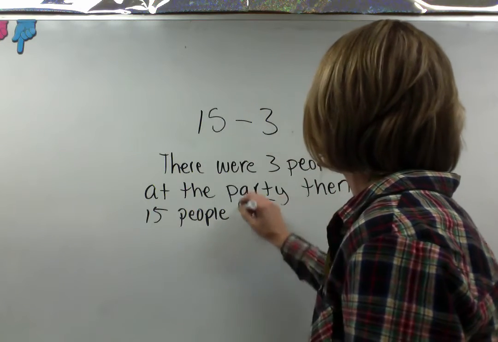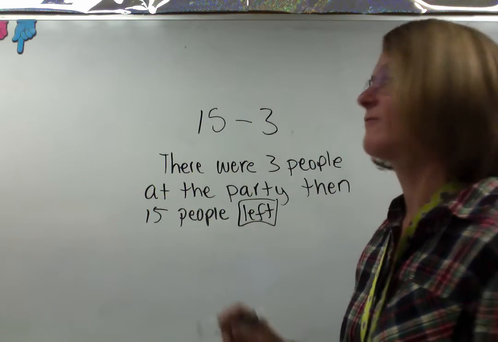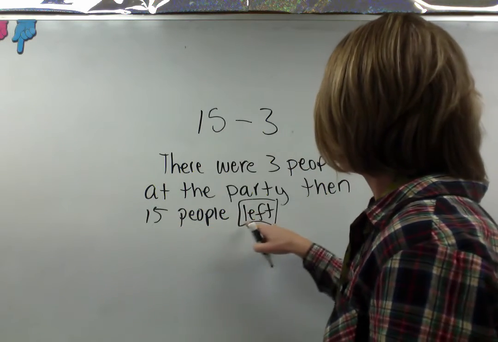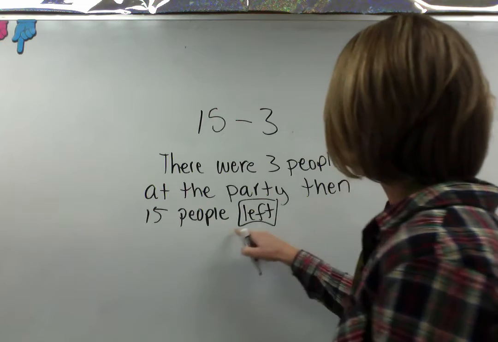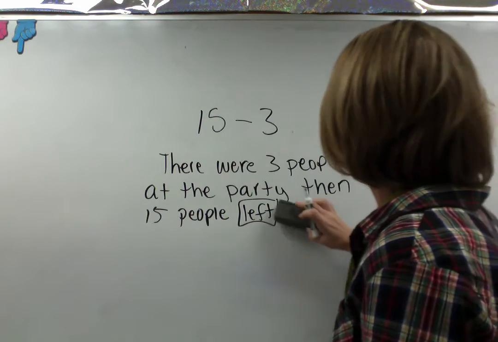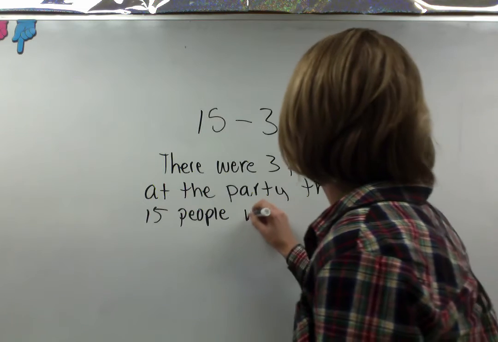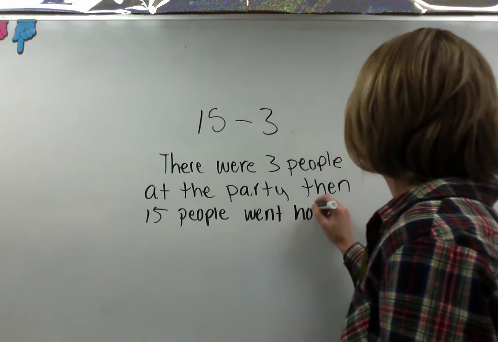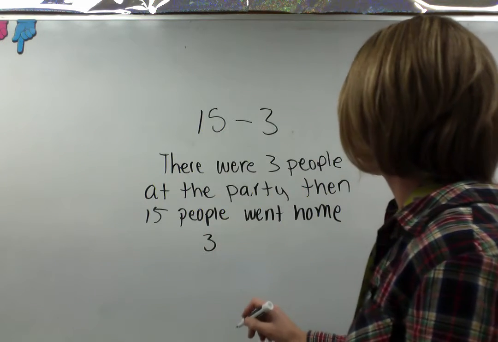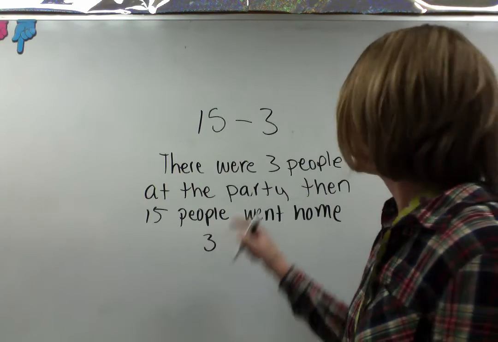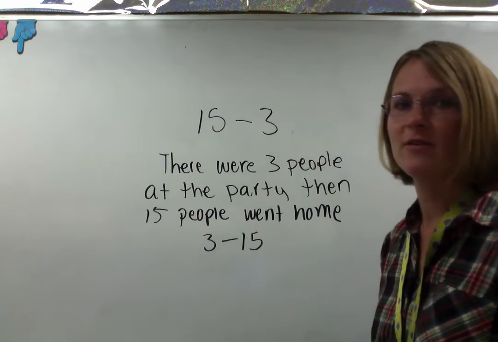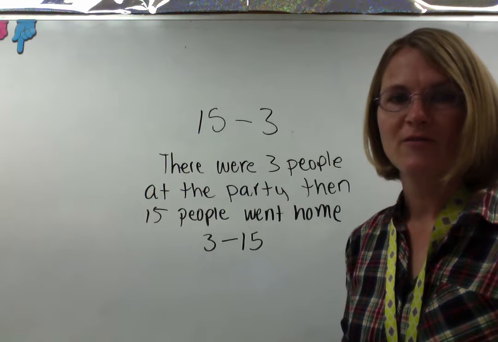Well, because we use that word left, we're taking away from. But the problem is 15 people, then 15 people left. Not there are 15 people left. Or to make it a little easier, we could say 15 people went home. So that amount of people is being subtracted from who's at the party. But we said there were 3 people at the party. So we have to be careful of the wording. In this problem, we said there were 3 and then 15 people left. So we're subtracting 3 from 15.